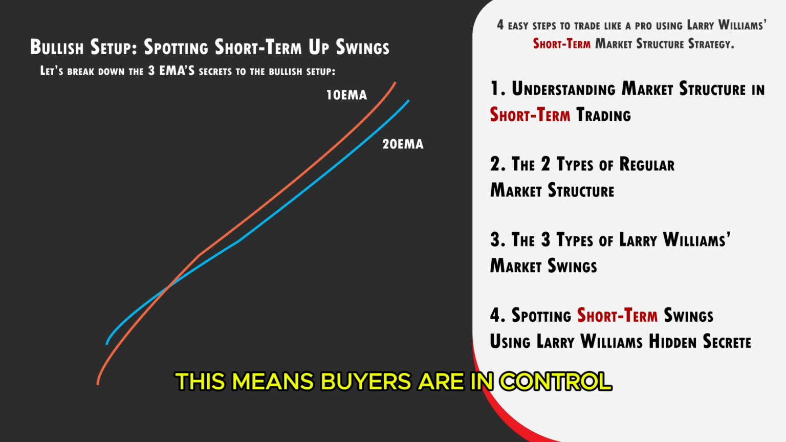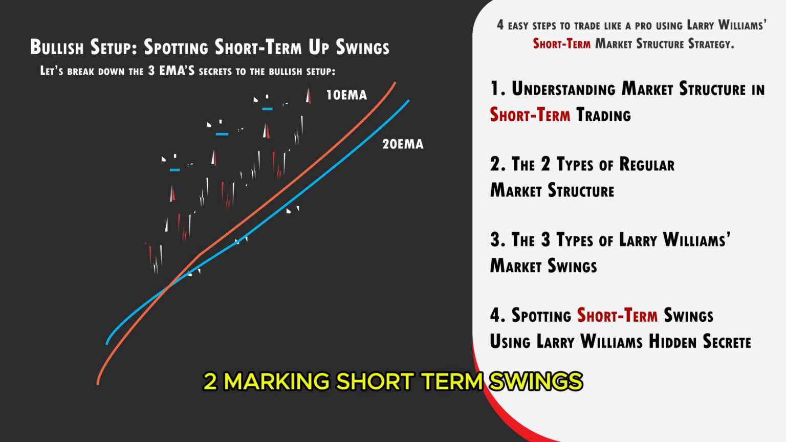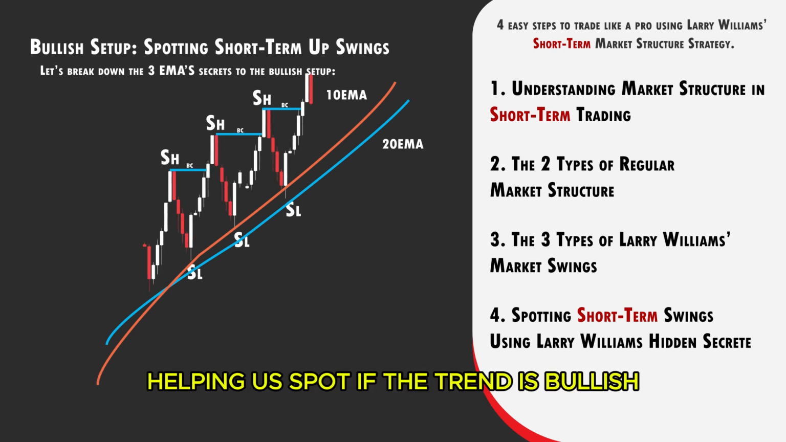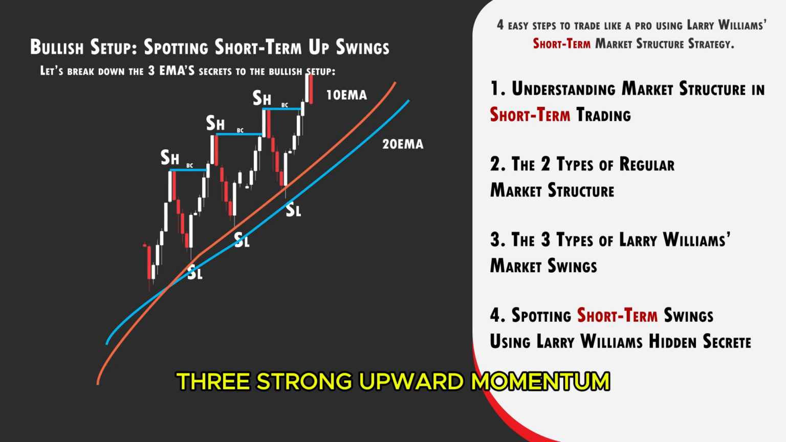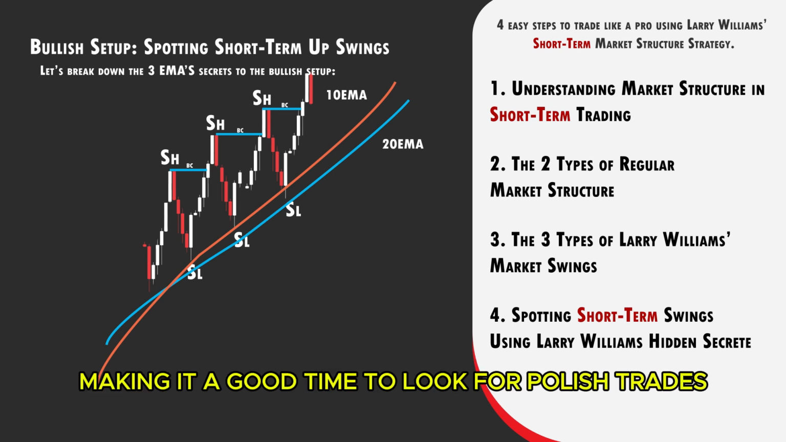This means buyers are in control and pushing the price higher. 2. Marking short-term swings. We use these EMAs to mark our short-term swings, helping us spot if the trend is bullish and what type of short-term swings we are in. Theory: strong upward momentum. The 10 EMA leading above the 20 EMA shows strong upward momentum, making it a good time to look for bullish trades.